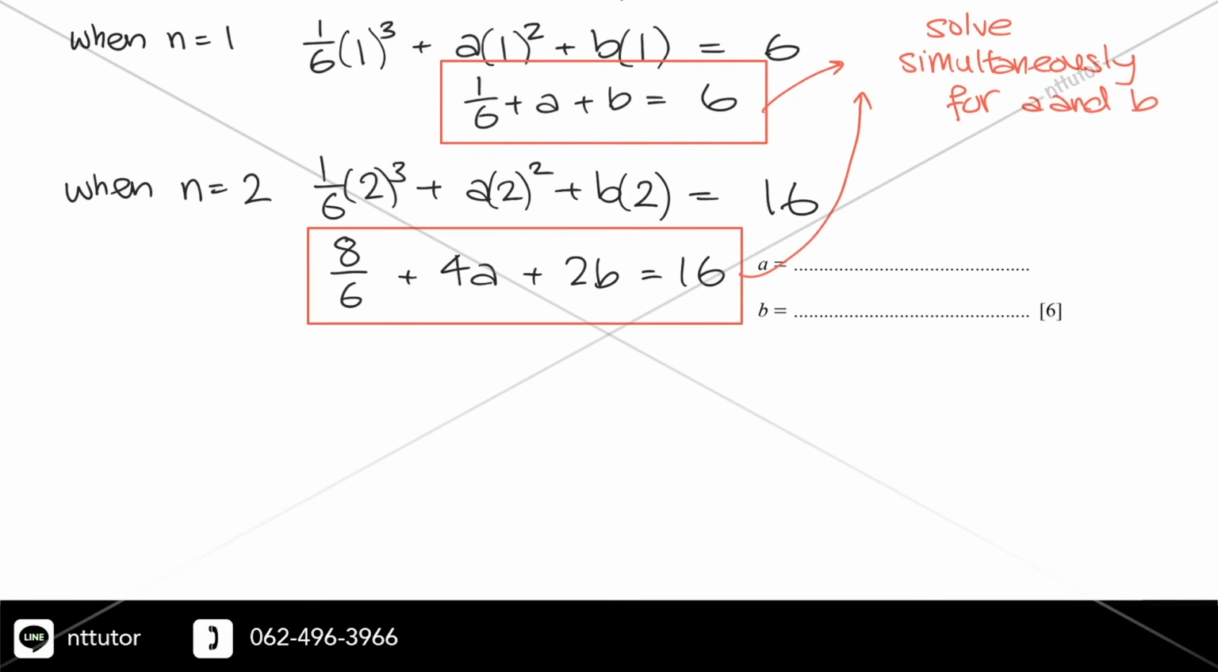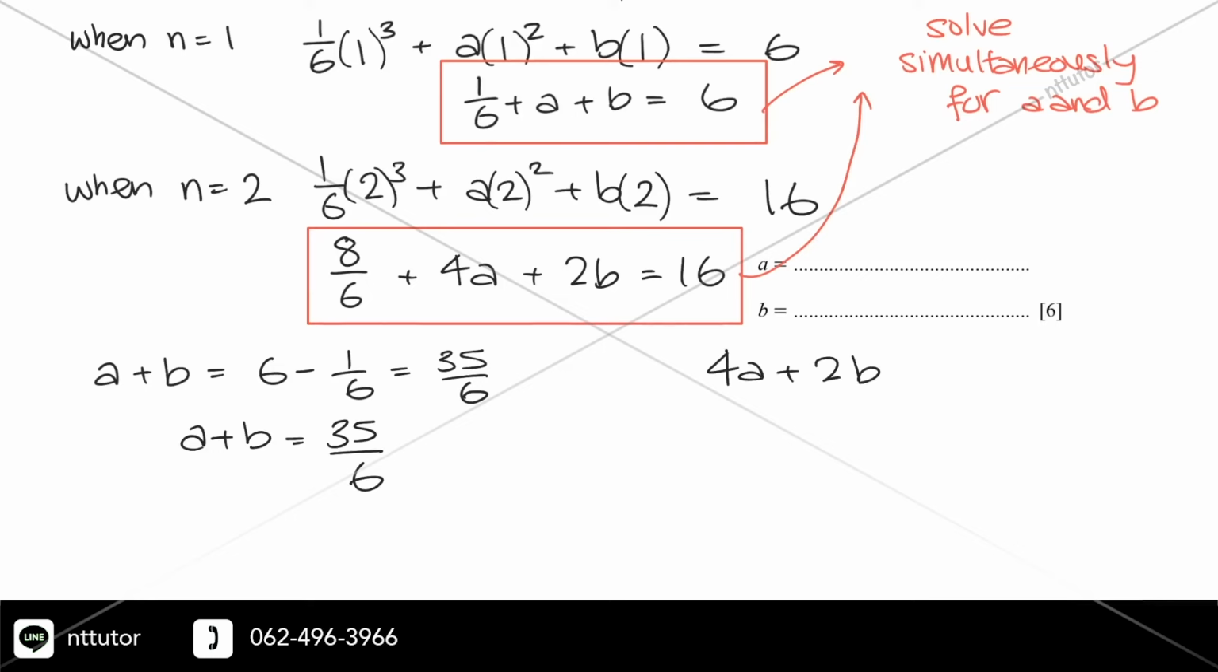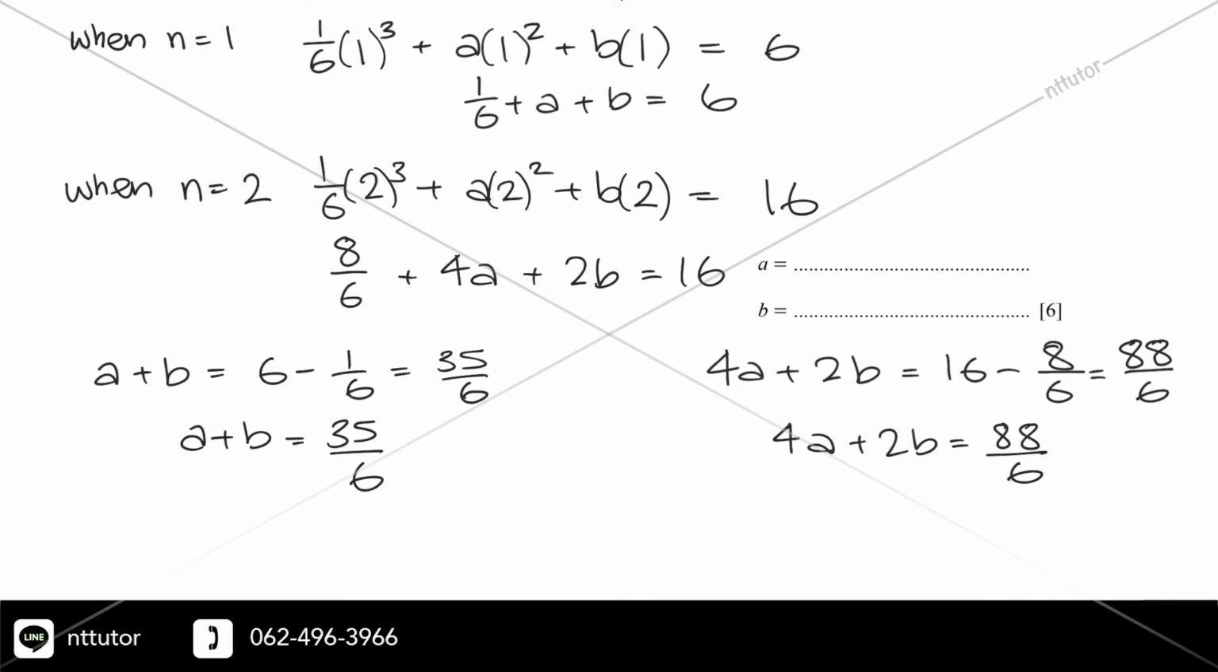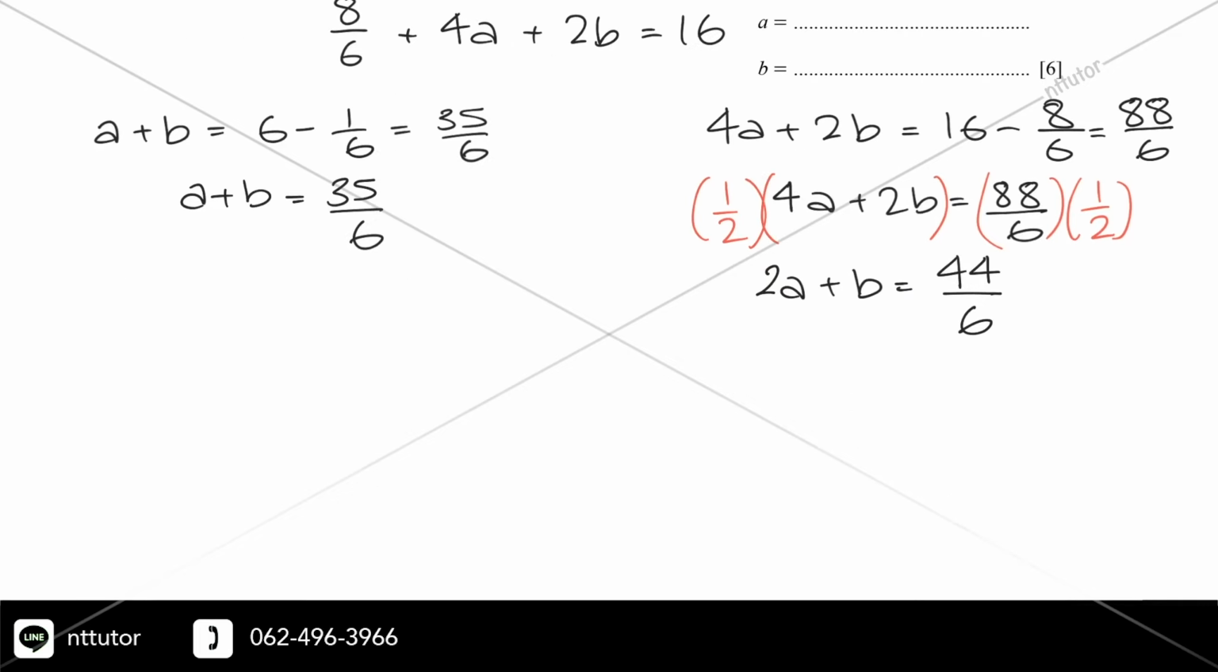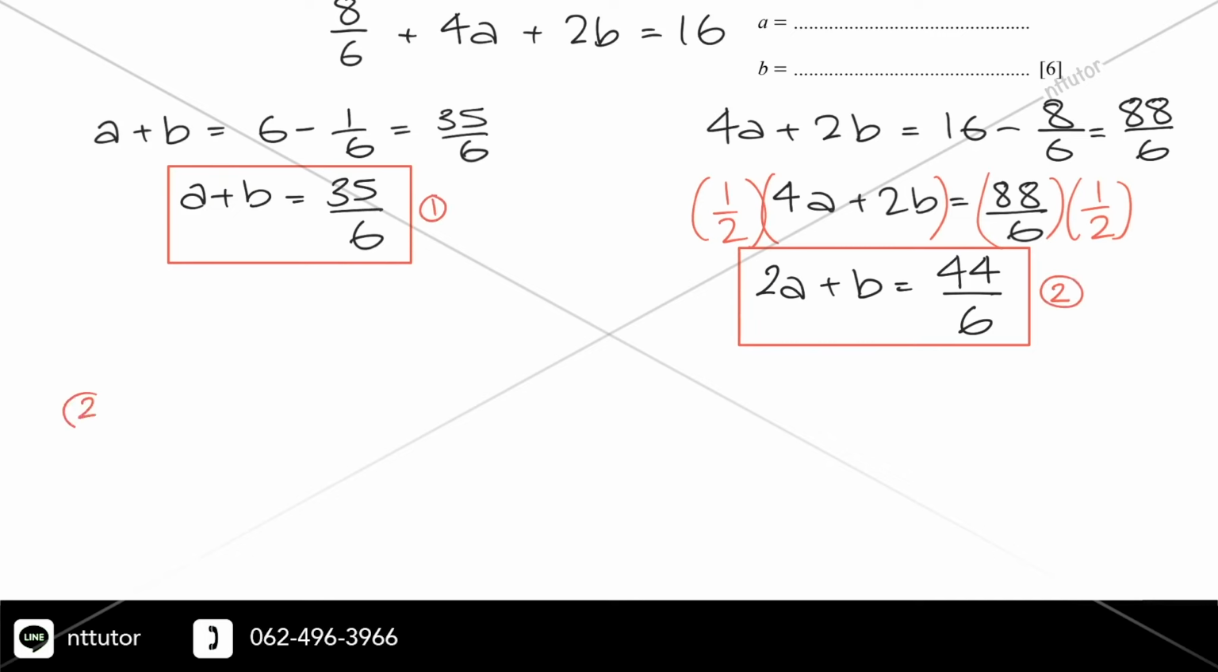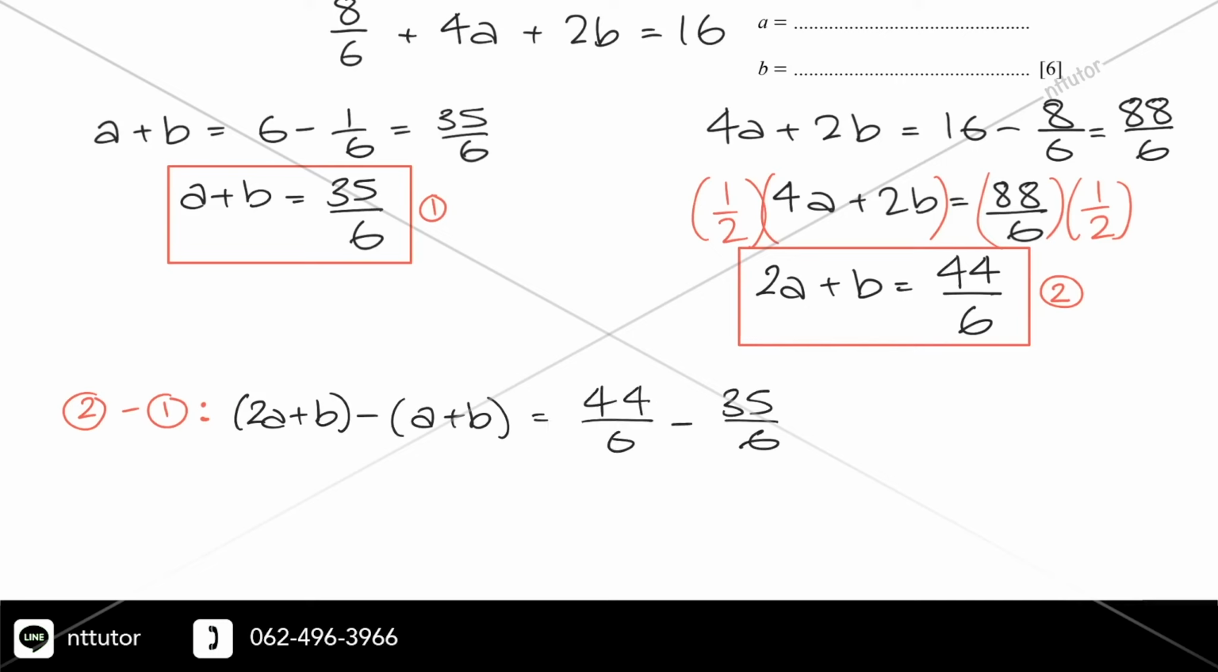There are many ways to solve simultaneous equations. For this question, I will move the constant term or the number to the other side first for both expressions. And then I will try to make the coefficient of b the same so that we can subtract or add the two equations to get rid of b first. Now that the coefficient of b is the same for both equations, I can subtract them. And if I simplify it, it turns into a equals 9 over 6, which is the same as 3 over 2.